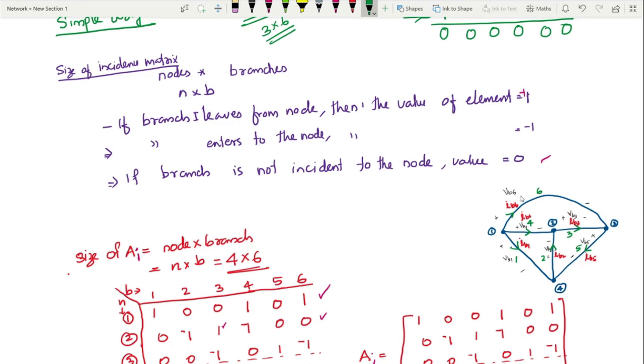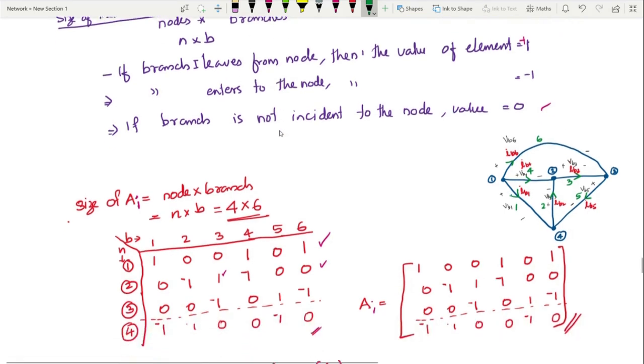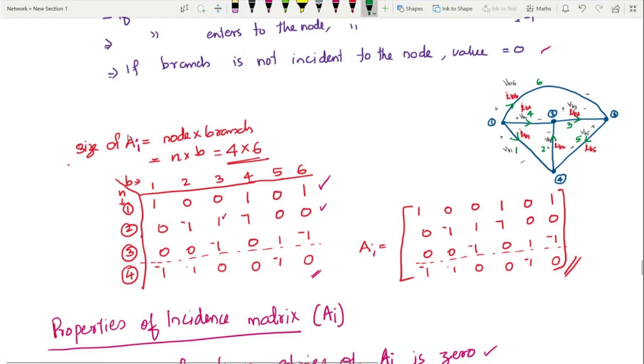Let's see how to build the incidence matrix of this graph by using these rules. As we know, the size of the complete incidence matrix is n by b. In this case, 4 nodes are there and 6 branches are there, so the size of the incidence matrix is 4 by 6. Likewise, we need to fix the column entries and rows.